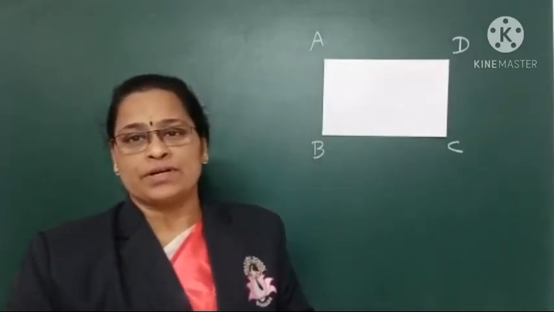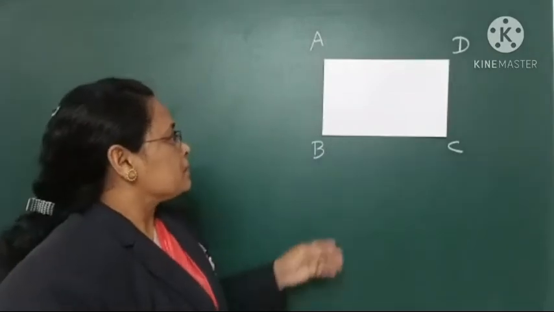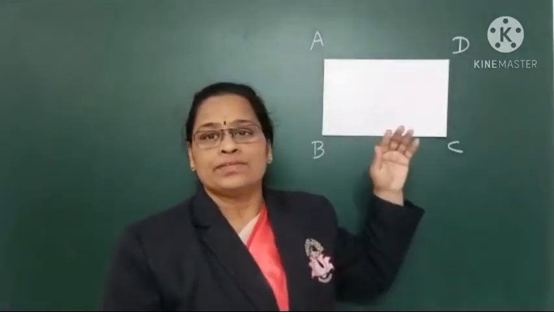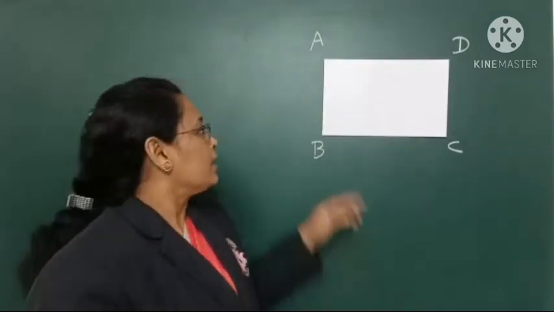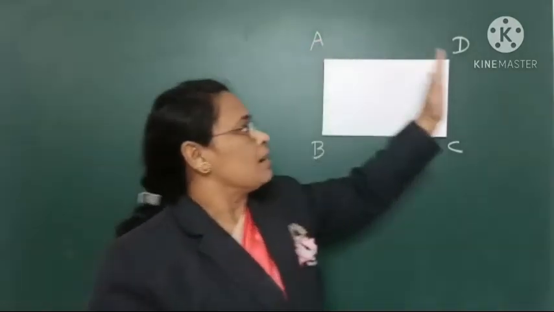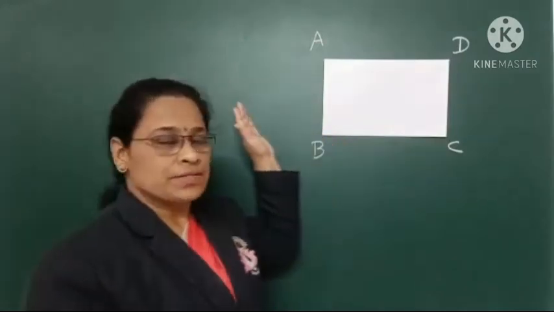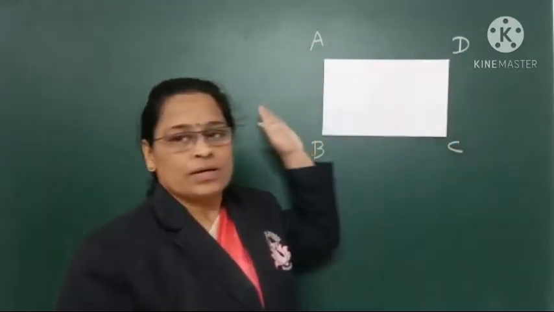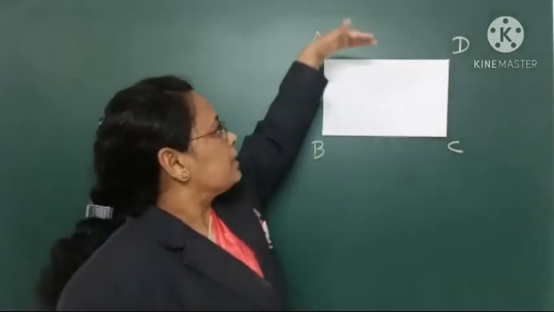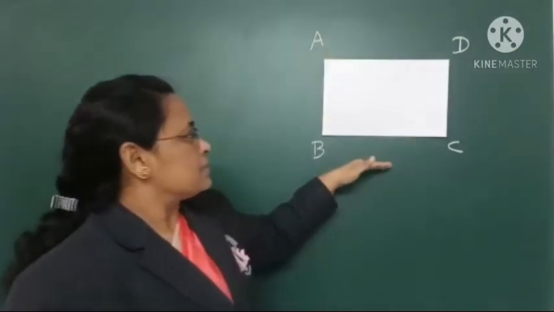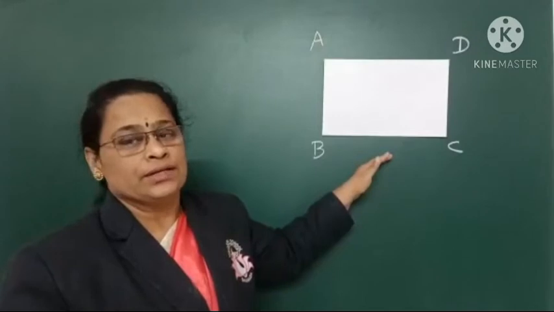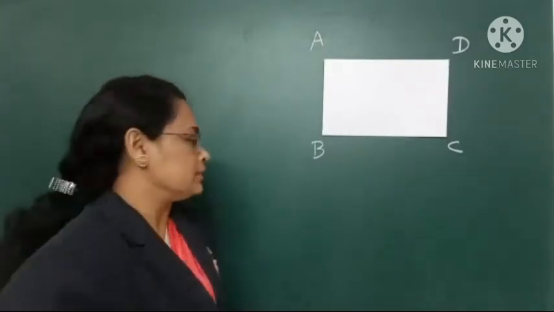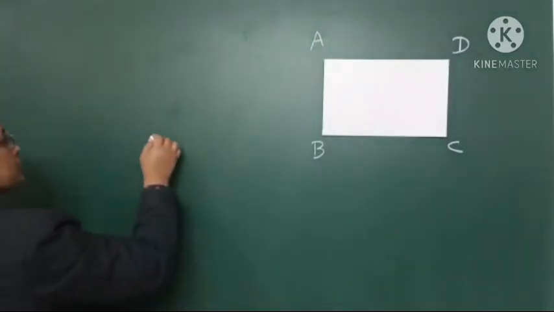So first we'll see what is meant by opposite sides. The sides of the quadrilateral which are in front of each other, like AB and DC. These are the two sides which are in front of each other. They are called opposite sides. Like AD and BC, they are also in front of each other, so they are also called opposite sides. So these are the pairs of opposite sides. Let's write these pairs of opposite sides.